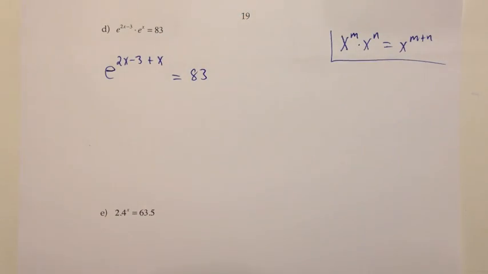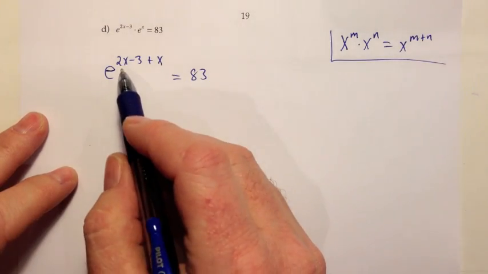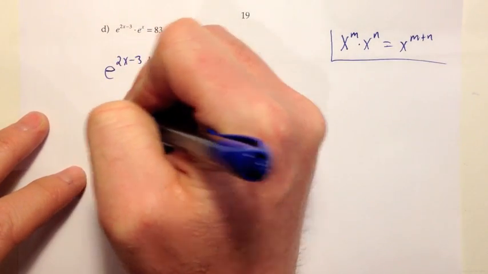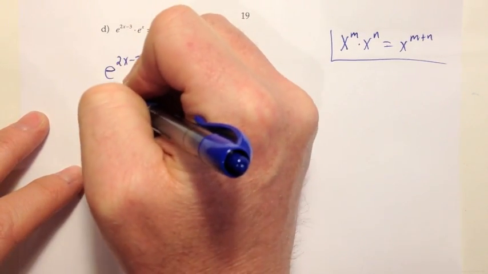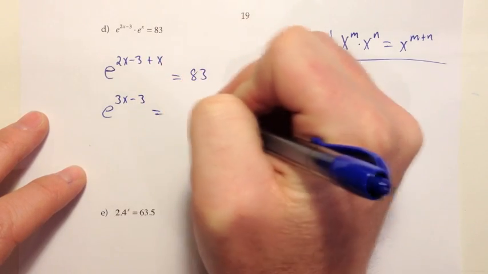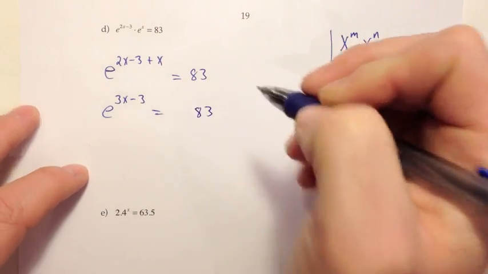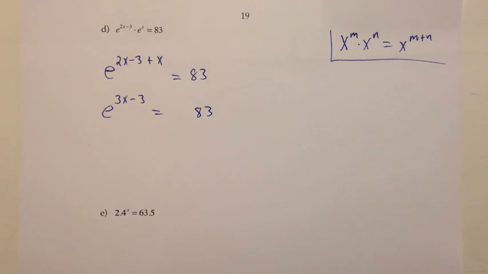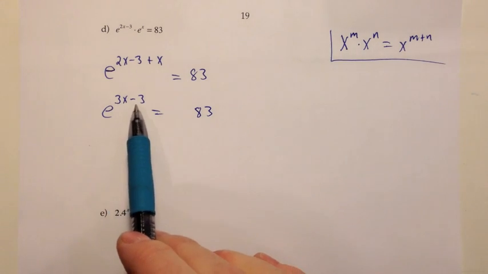So when you have the two bases like that and they're multiplied together, just go ahead and add their exponents, and that gets you down to a single base, which is going to make this easier to solve. Since there's a 2x and an x, I'm going to go ahead and combine those like terms. So 2x plus x would be 3x, and then we still have the minus 3, and on the other side we have the 83.